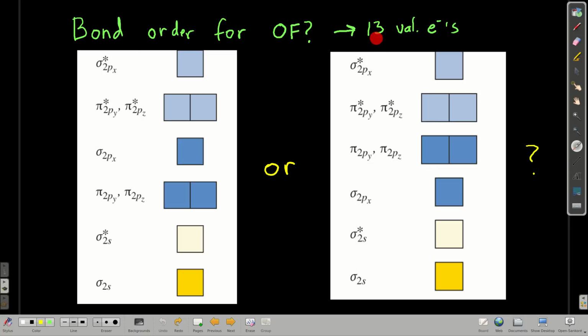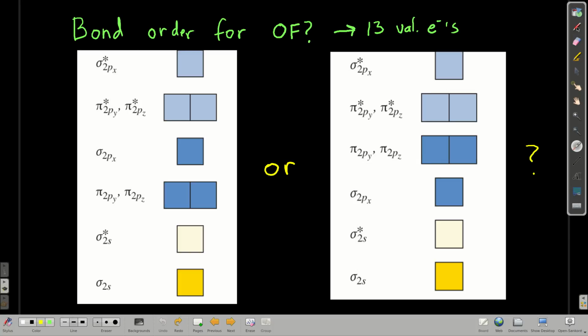So the first thing you're going to want to do is count up the valence electrons. Oxygen has 6, fluorine has 7, so that's 13 valence electrons. The next question, which of these do we use? The one with mixing or without mixing? Well, oxygen and fluorine means we use the one without mixing, so we're going to use this one right here.